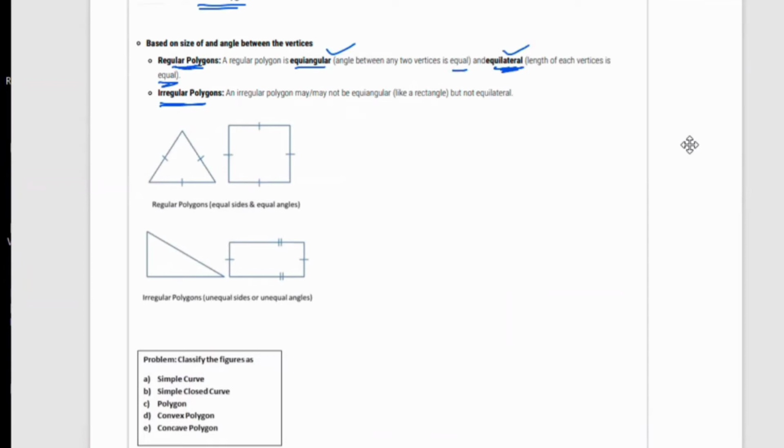Regular polygons mean equal sides. An equilateral triangle is an example of a regular polygon. Next, a square, then a regular pentagon, regular hexagon, and so on. All sides must be equal and all angles must be equal. A rectangle is not regular because in a rectangle only opposite sides are equal, but not all sides. So a rectangle is not regular.